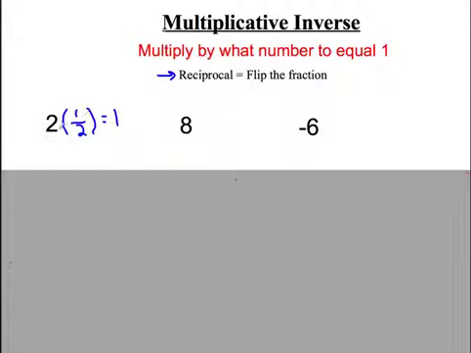So I'm going to flip this fraction. Remember, this was a fraction. It was 2 over 1. So if I have 8, what's its multiplicative inverse? Well, 8 times what? 8 times 1/8. That equals 1. So its multiplicative inverse is 1/8. Its multiplicative inverse is 1/2.